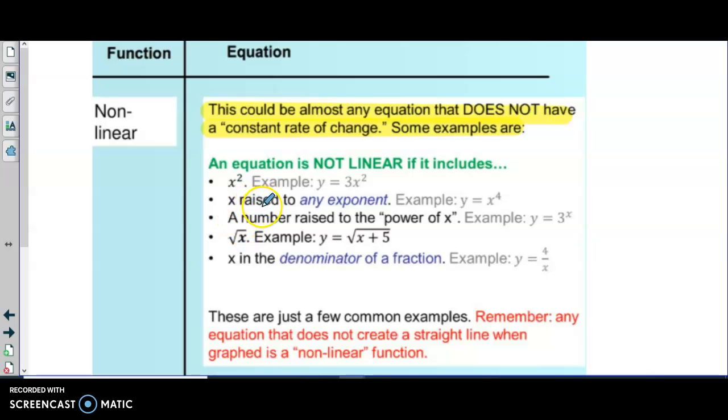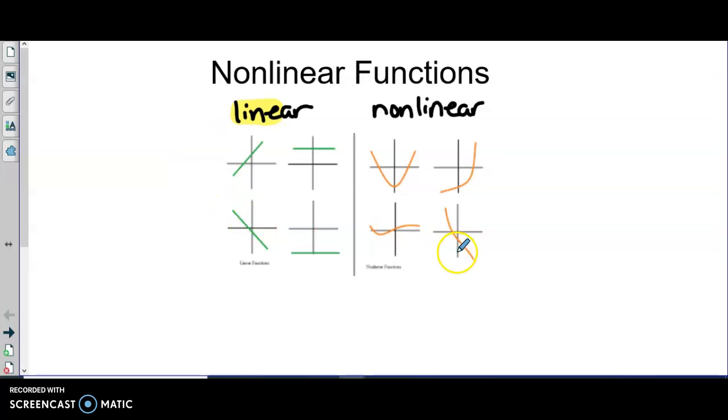There are more examples of things that are nonlinear, but these are some common ones to look for. If you have x raised to a power, if you have a square root of x, or if you have x in the denominator, those are pretty big giveaways that it is nonlinear. But again, you can go to the Desmos graphing calculator and type in an equation and then look at the graph. If the graph is a straight line, it's linear. If the graph is not a straight line, then it's nonlinear. So that is the difference between linear and nonlinear. Again, there's no portfolio due. I just want you to understand the difference.